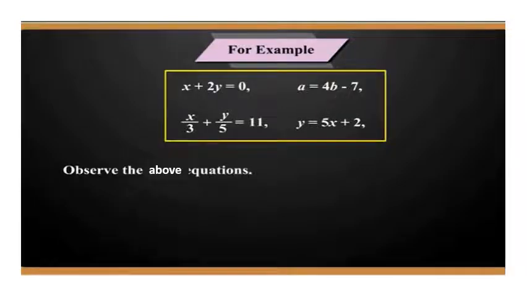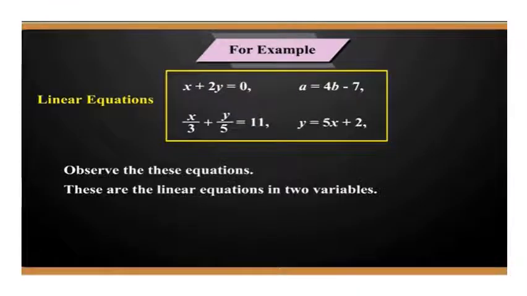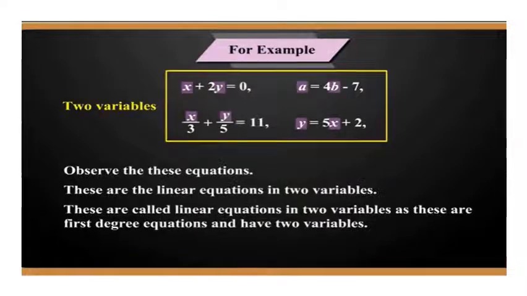Observe the upper four equations. When we observe them, we can see two variables in each of these equations, and the degree of this equation is 1. The power, the order, the index value of each and every variable in the above equation is 1. These are the linear equations in two variables. Okay, so all four are the linear equations in two variables.